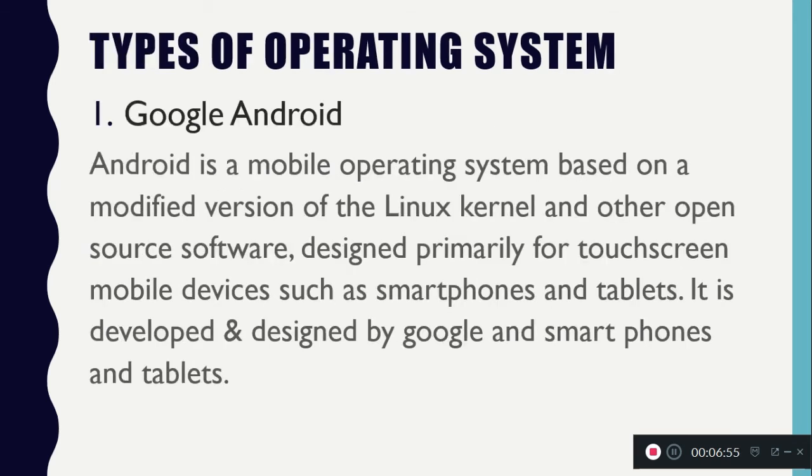Next is types of operating systems. What are the types of operating systems? We are going to discuss here the types of mobile operating systems. First one of them is Google Android. Android is a mobile operating system based on a modified version of the Linux kernel and other open source software.